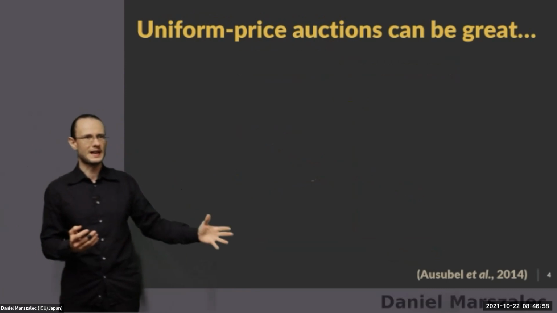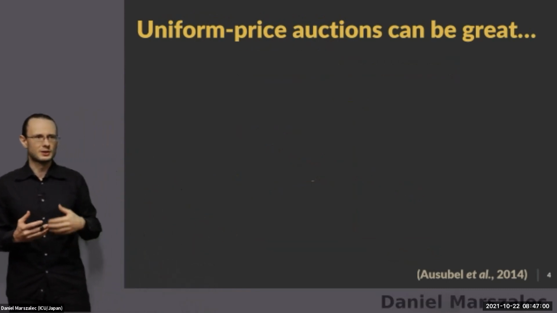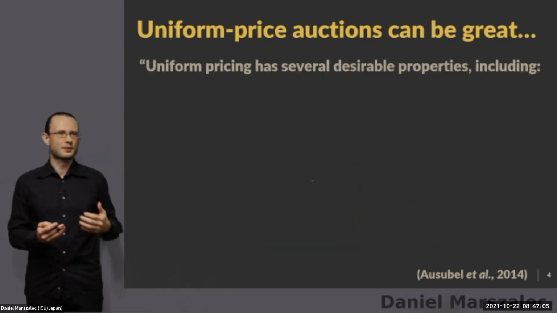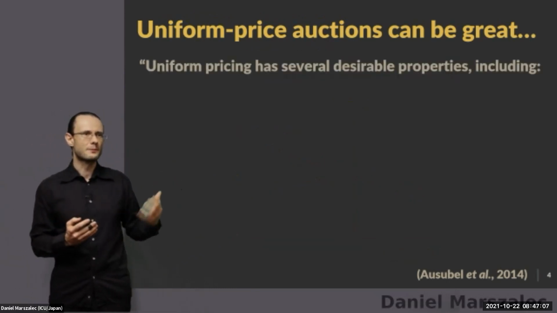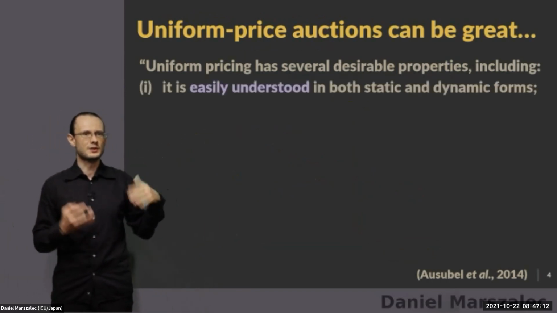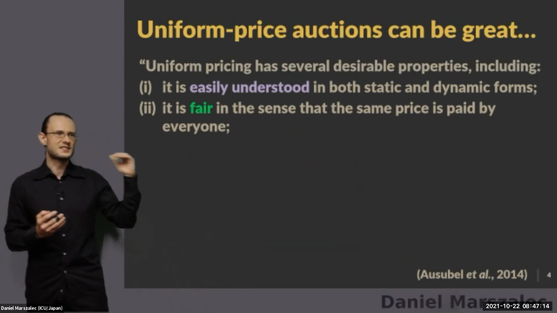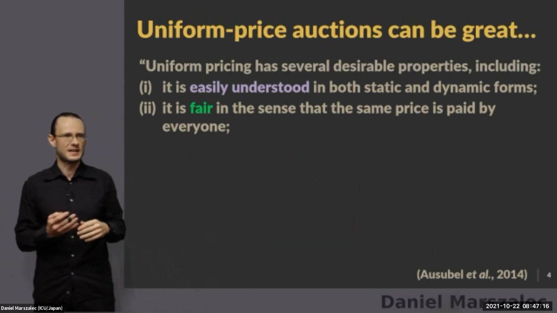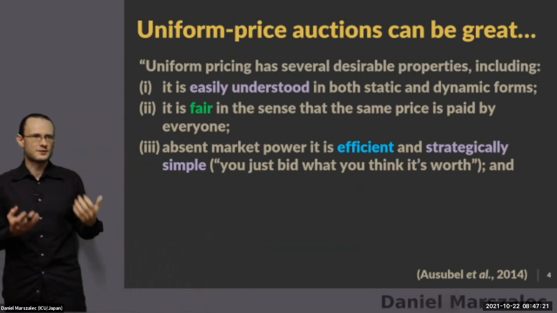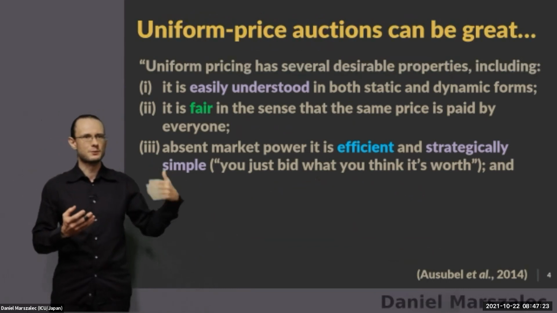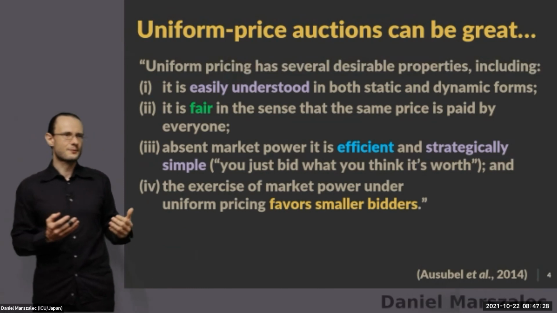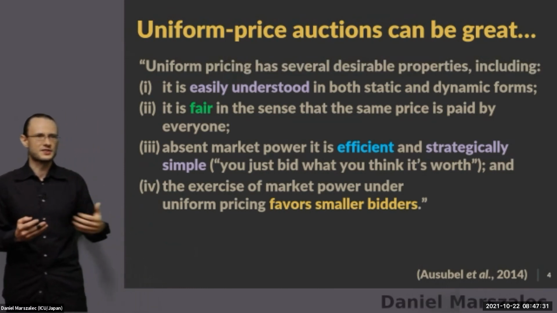And here's a quote from Ausubel et al., on whose formal model we base our work and we extend. Their argument in favor of uniform pricing is as follows. They say that uniform pricing has several desirable properties, including it is easily understood in both static and dynamic forms. It is fair in the sense that the same price is paid by everyone. Thirdly, absent market power, it is efficient and strategically simple in the sense that you just bid what you think it's worth, so it's almost strategy proof. And the exercise of market power under uniform pricing favors smaller bidders.